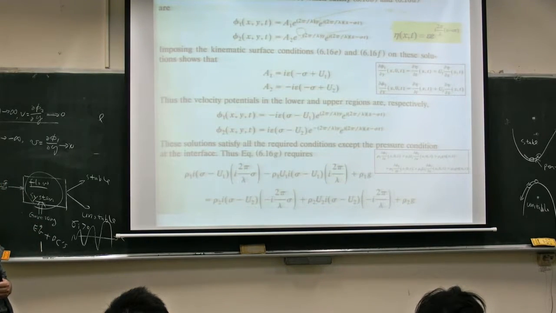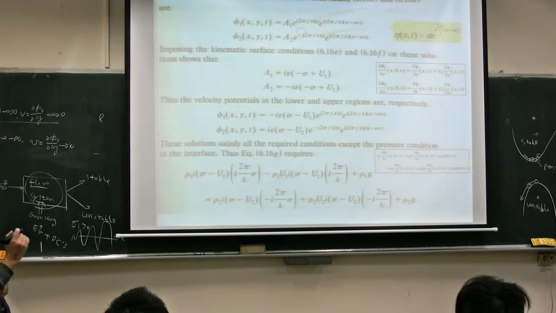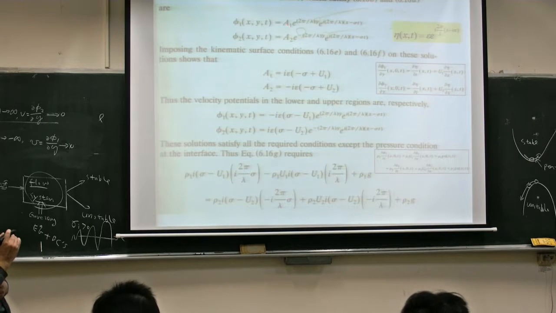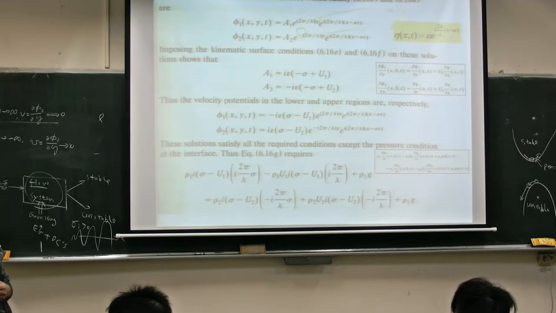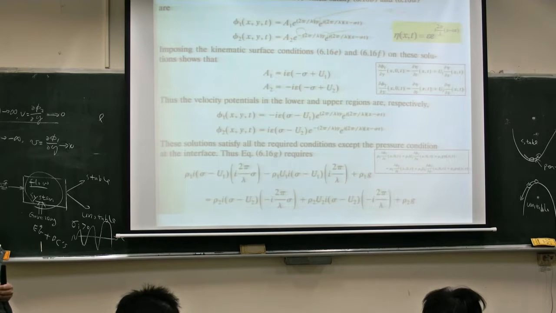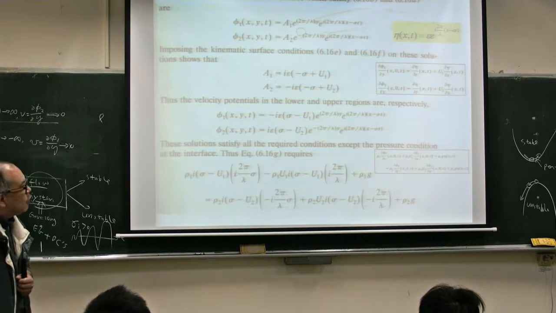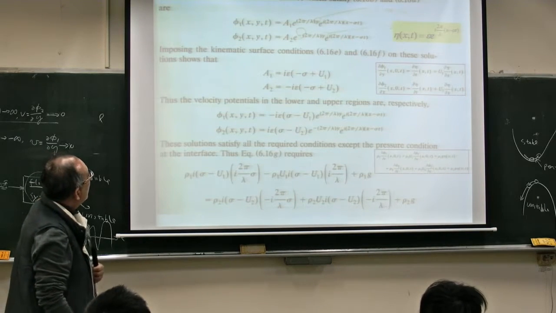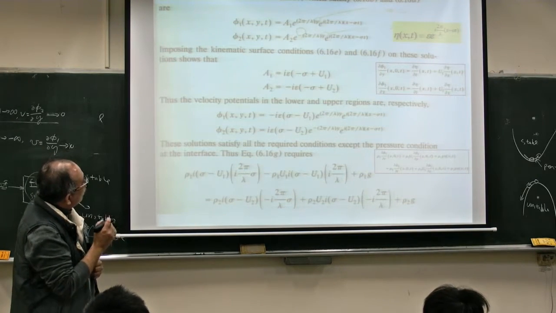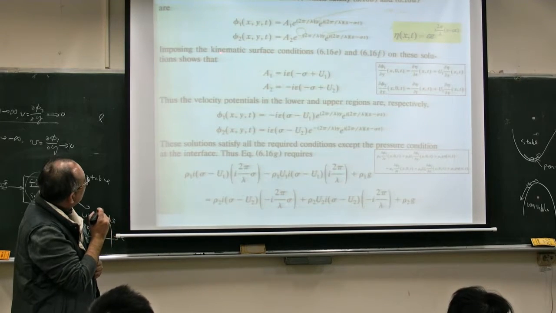So until here we get the solution form. The only thing left is A1 and A2, right? We try to evaluate A1 and A2 based on our boundary conditions. From the boundary conditions we can get A1 and A2, and then finally we can get the velocity potential. First we use the kinematic boundary condition.